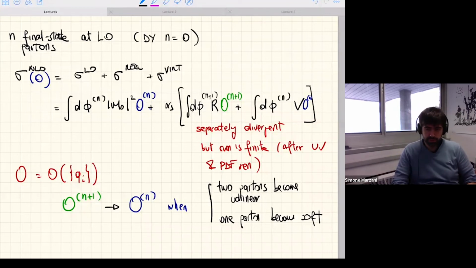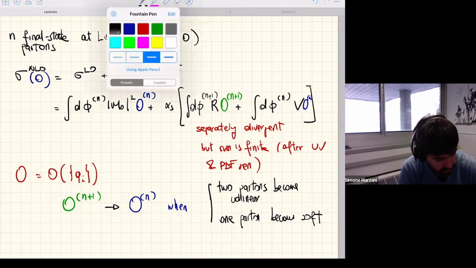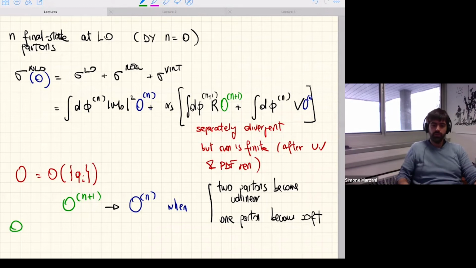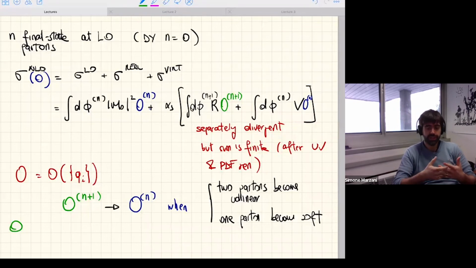An observable that respects this property is called an IRC safe observable. So in general, if I have an observable which depends on the final state momenta, I want that if two momenta become collinear to each other, then the observable should only depend on the sum of these two momenta. This way, the observable will be collinear safe.